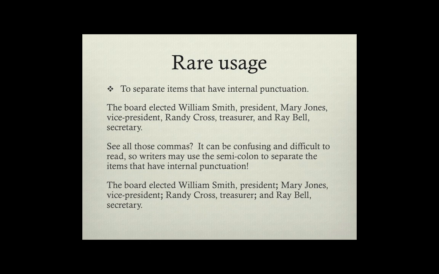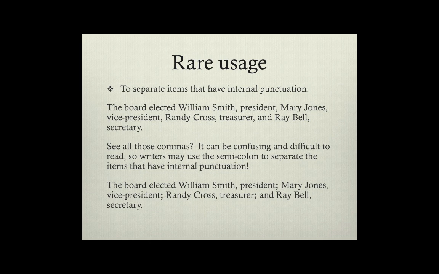And remember what I said just a minute ago. The idea for using punctuation is always to clarify meaning. Okay, so we would use a semicolon in this case this way. The board elected William Smith, president, semicolon. Mary Jones, vice president, semicolon. Randy Cross, treasurer, semicolon. And Ray Bell, secretary.